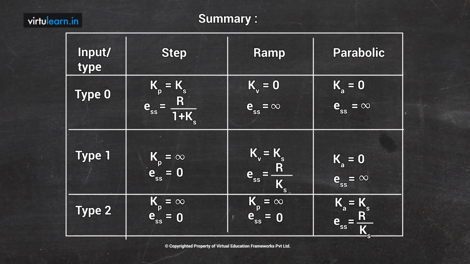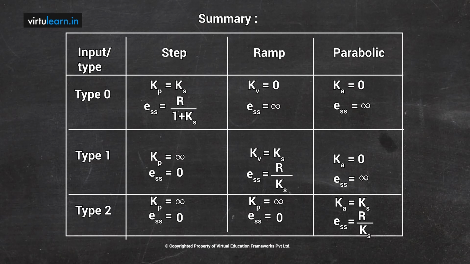Similarly, we can fill the last column, parabolic input. When you apply the parabolic input to a type 0 system, your Ka is 0 and error is infinity. Similarly, for a type 1 system, again Ka is 0, error is infinity, but you will get Ka equal to Ks for a type 2 system and the corresponding error is R by Ks.